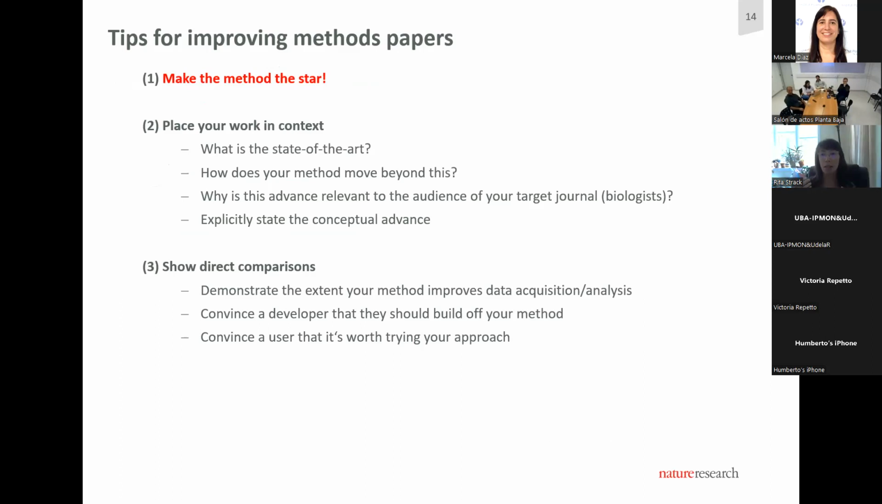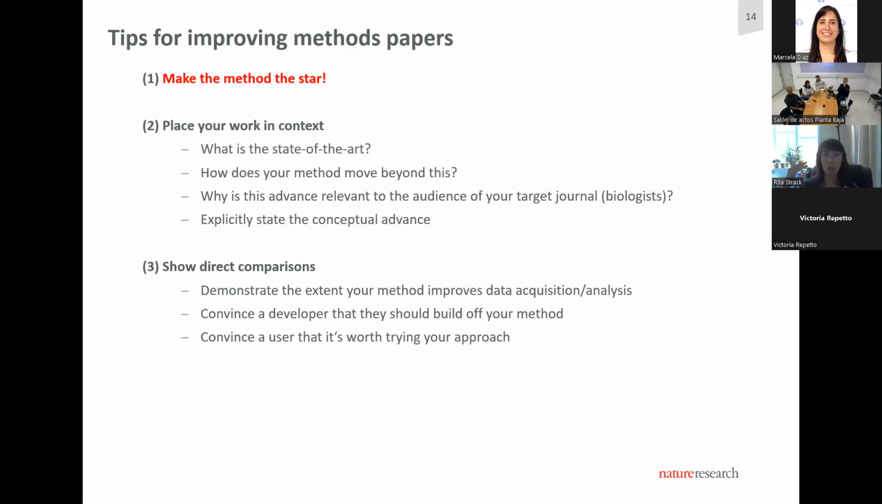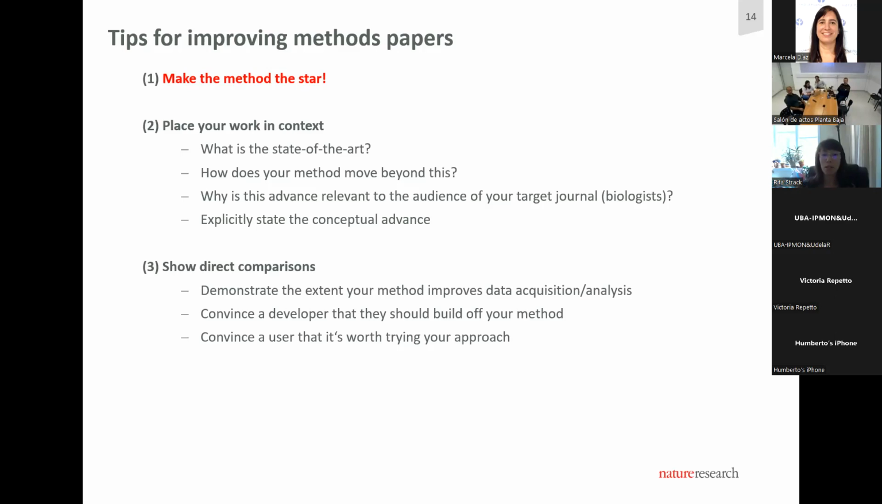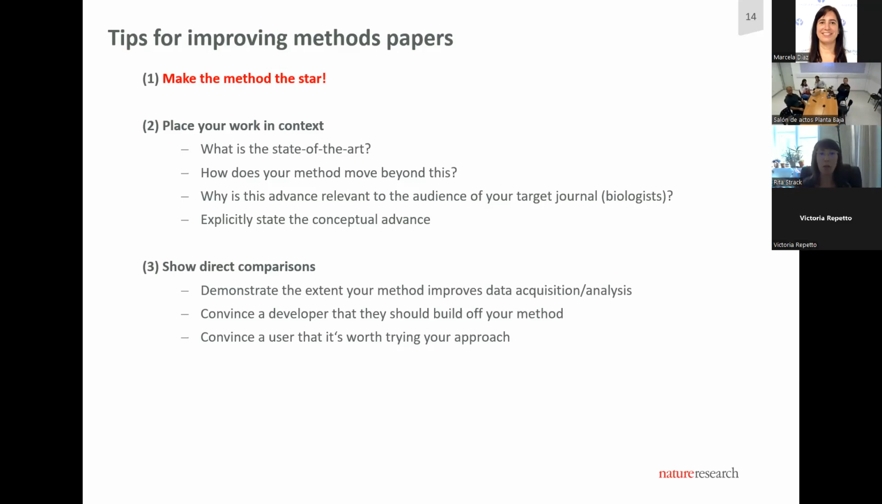The idea here is that you want to convince a reader to overcome the substantial activation energy associated with trying something new, especially if what they've already been doing in their lab works pretty well. So, you want to think about convincing: what would it take to convince a developer that it's worth building off your approach? What would it take to convince a biologist that it's worth switching over to your new method?